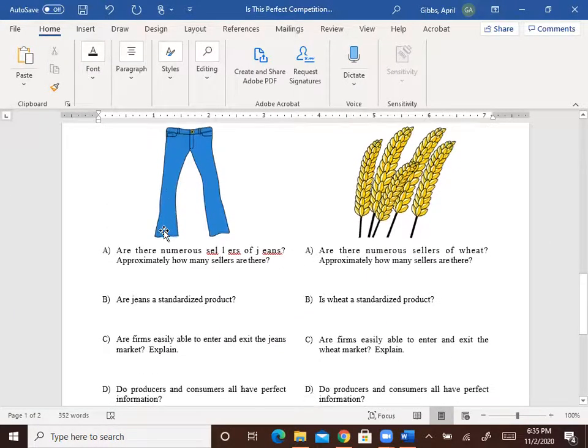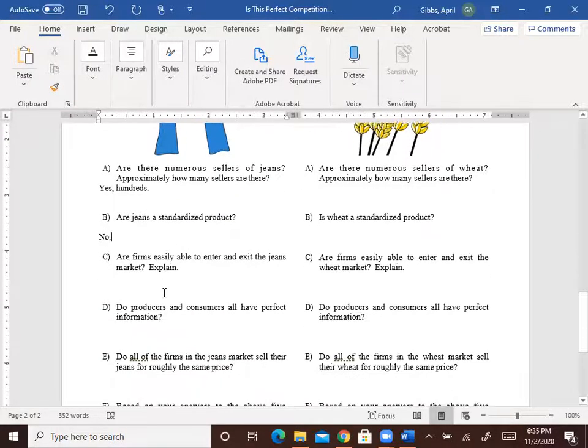Market for jeans. Are there numerous sellers of jeans? Well, yeah, there's lots of different markets. There's lots of different places that you can get jeans. Yes. How many sellers are there? I'm going to say hundreds because I don't think there's thousands. Are jeans a standardized product? So all jeans, are all jeans the same? No, because you got the flare jeans, you got the easy fit jeans, you got the dark wash jeans, you got the light wash jeans, you got the ripped jeans. So no, they are not a standardized product.